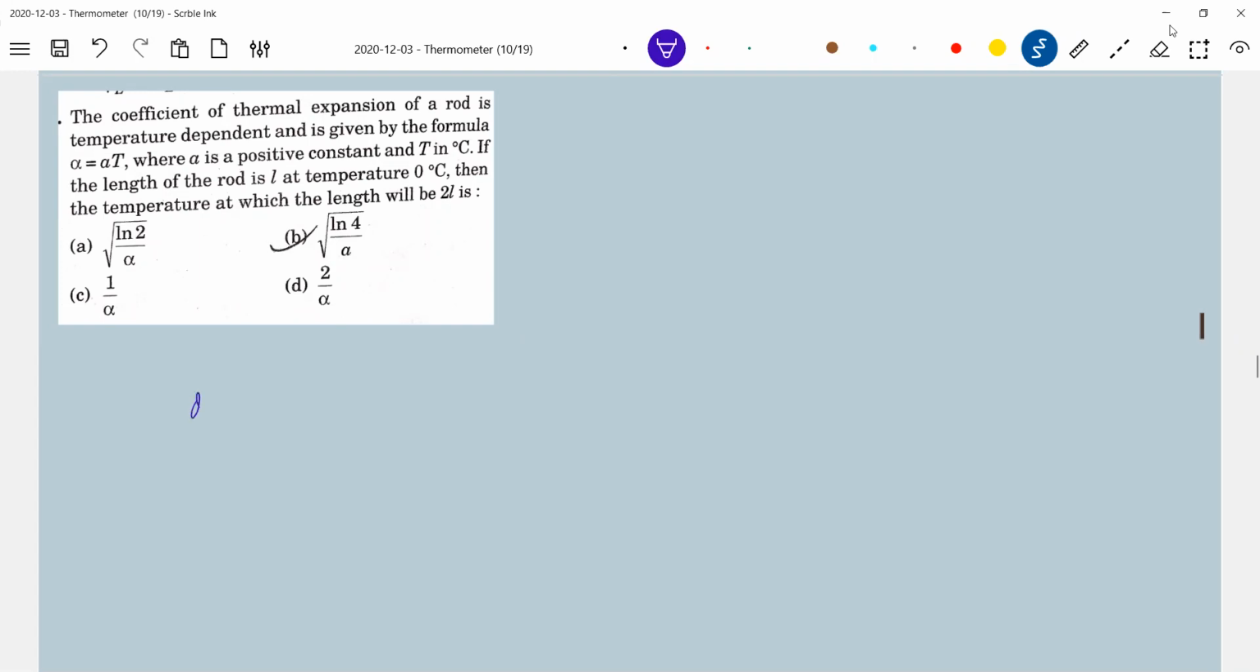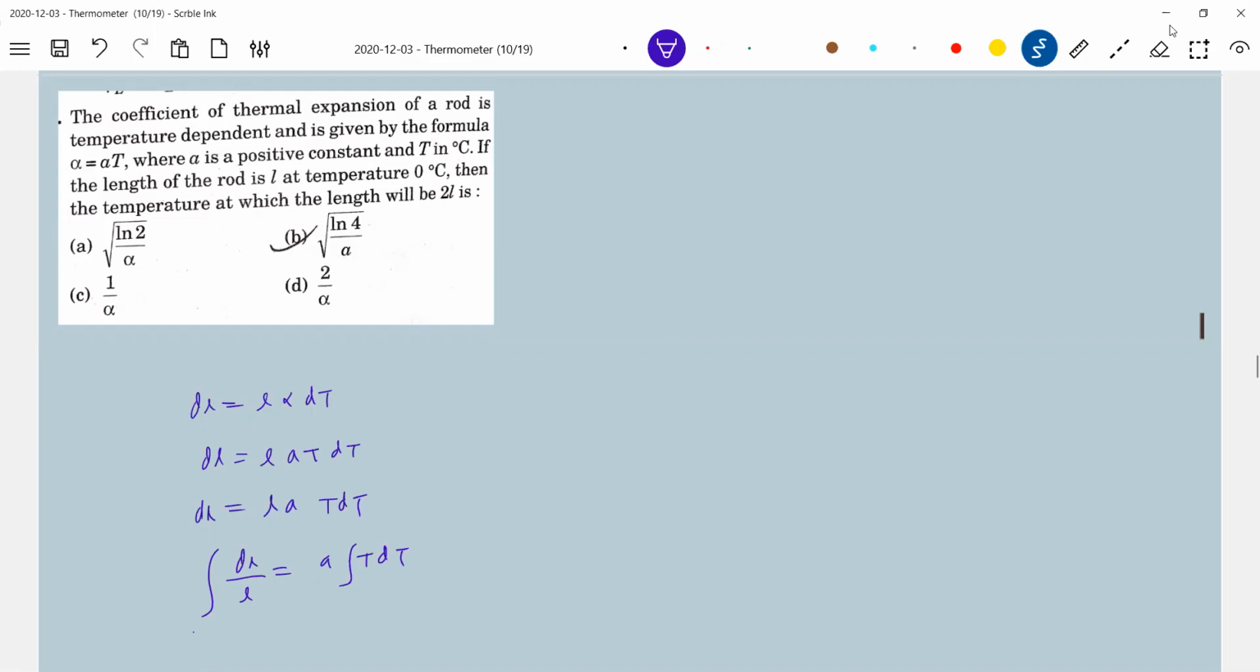Coefficient of this one. So the dL should be equal to alpha dθ. There's a general definition. So this alpha now, what is alpha? Alpha is a function of temperature. We assumed it to be constant, but it can vary with the temperature. So this will become dL by L equal to α(T) dT.